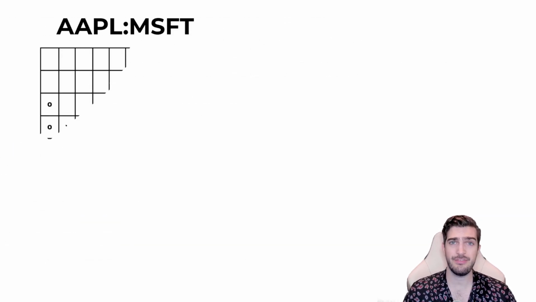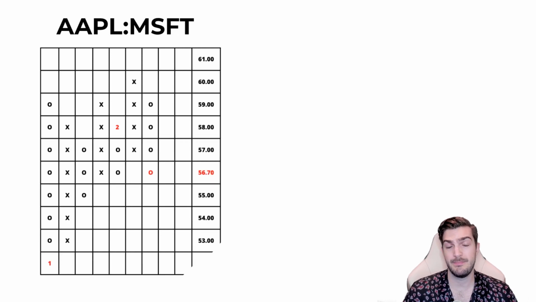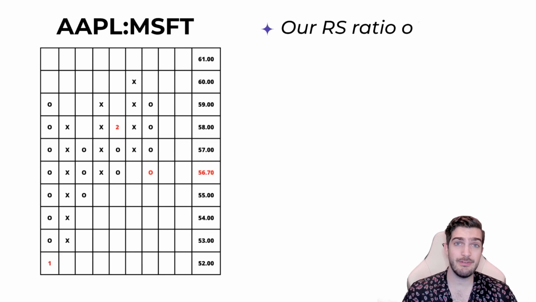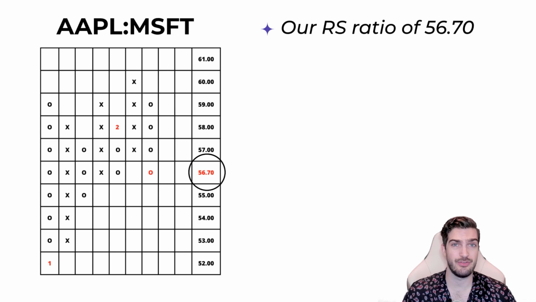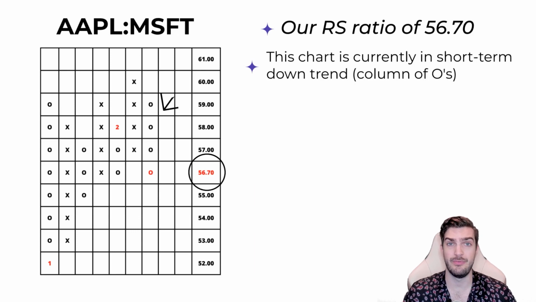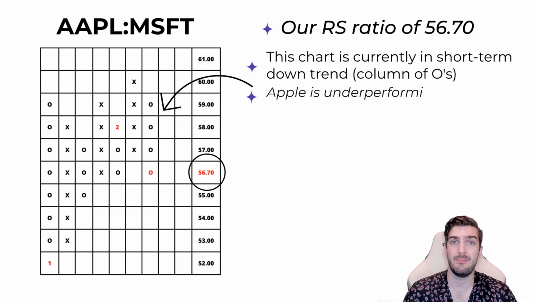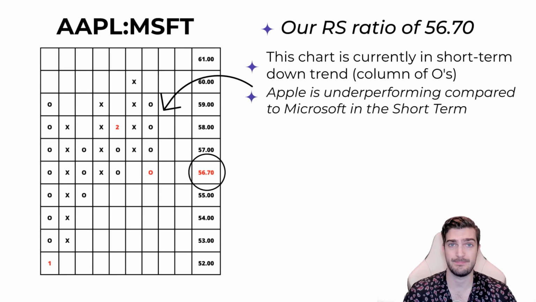If we looked at the point and figure chart for this relative strength, we'll see something that looks a little bit like this. Again, 5670 is where that ratio stands today, but that has changed over time, and this chart shows us how that ratio has evolved throughout the past few months. What we find is that this chart is currently in a column of O's, indicating that the current direction is negative, or turning it into English, we have Apple currently underperforming compared to Microsoft in the short term.